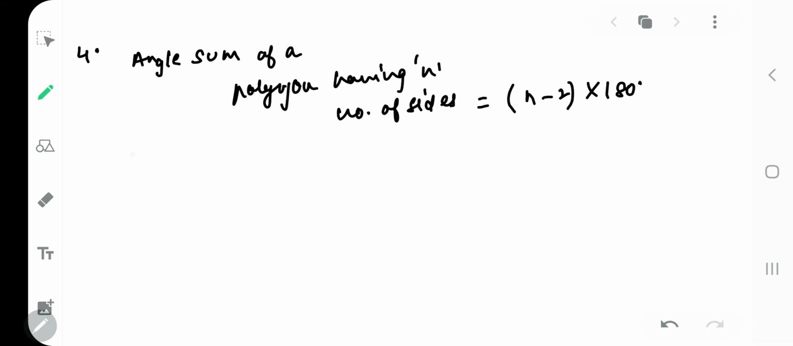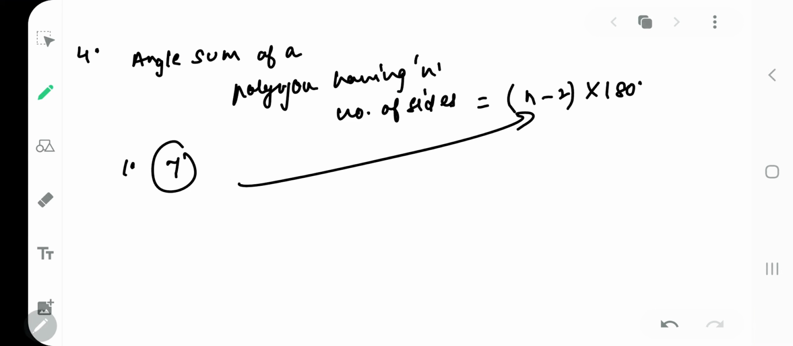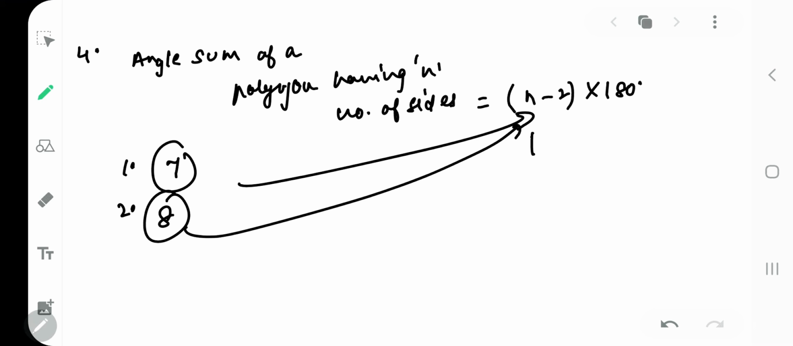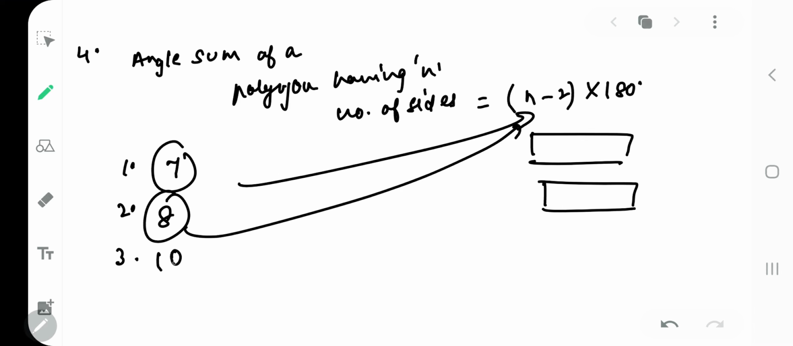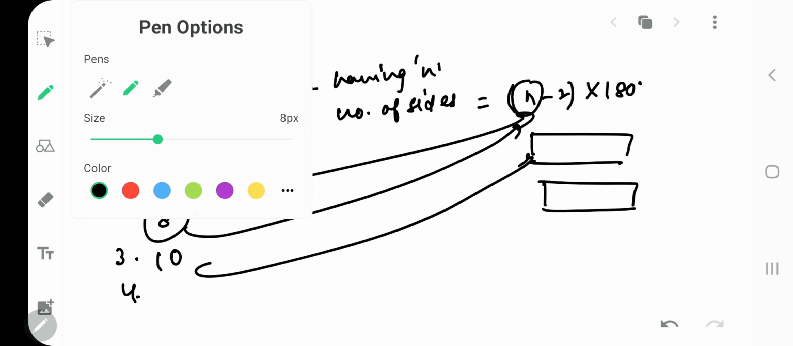So my dear kids, if I give you a polygon with number of sides as 7, what you will do, you will just put 7 into this formula. If I give you the number of sides in a polygon as 8, you have to put 8 in this formula and get the sum of all the angles of that polygon. If I give you 10, find that. If I give you n, then we have already written the formula. Clear, my dear kids? Okay. So you have to find all this.